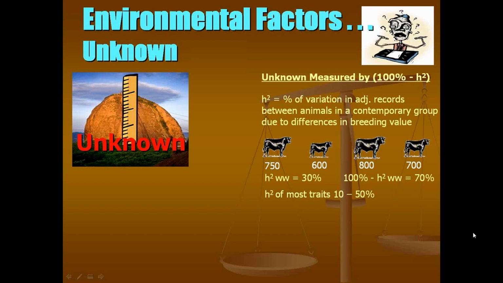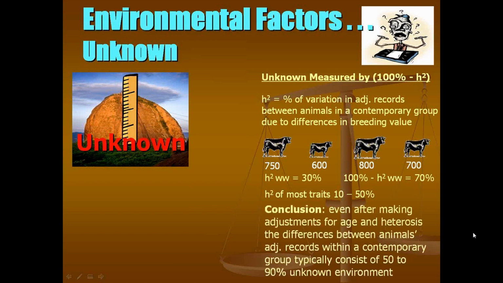So when you know that, you can make this conclusion: even after we've made these adjustments for age and heterosis, the differences we see between animals, adjusted records, within a contemporary group, remember this is within a contemporary group, cattle that were in the same pasture, on the same feed, for all intents and purposes identical environment as far as we can tell, we still see anywhere from 50 to 90% of the differences between those animals due to something that's non-genetic. 50 to 90%. And that's simply, if you go from 10 to 50% and you do the subtraction, like I said, 100% minus heritability tells us the proportion of the differences in the records that are due to unknown environment.